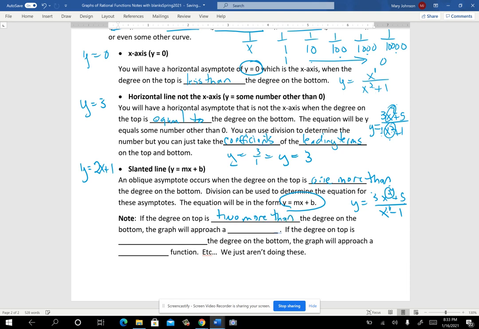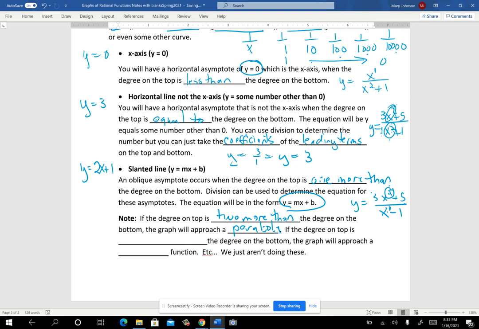Now, it's interesting to note, if the degree on top is 2 more than the degree on the bottom, the graph will approach a parabola. Its end behavior will be a parabola. So it'll look like a parabola in the long run. And that's another way to say it, by the way. End behavior of a function is kind of what it would look like in the long run. Like, what does it look like eventually?